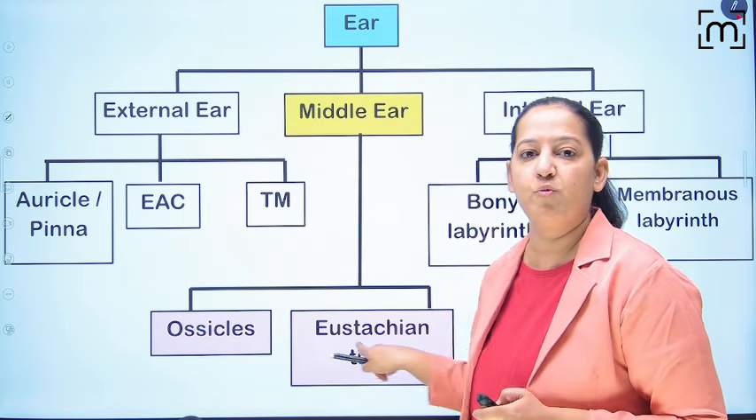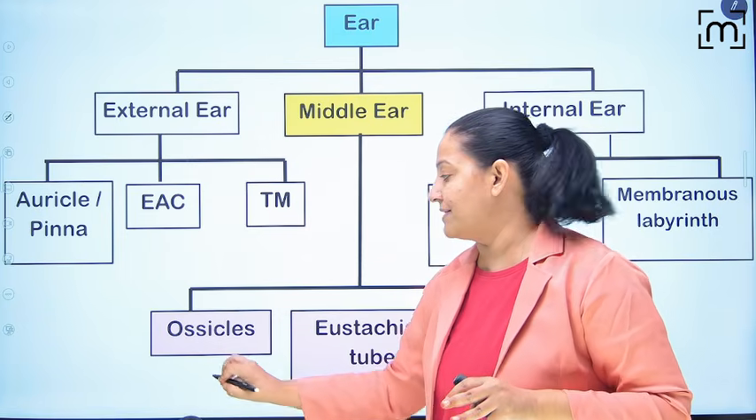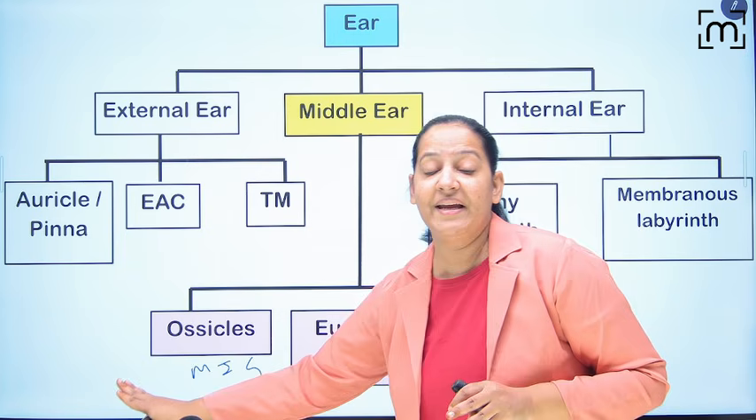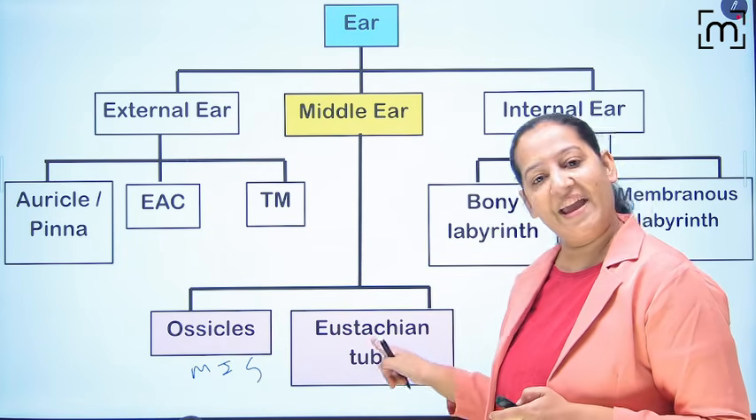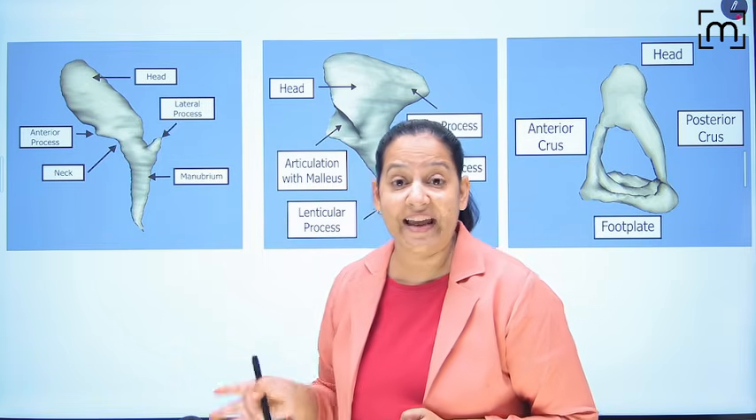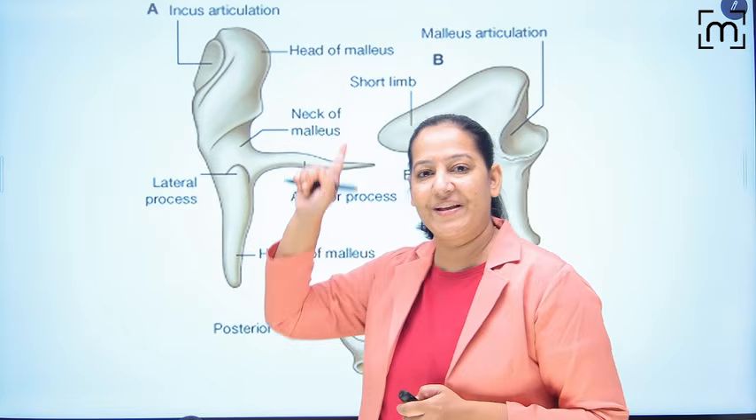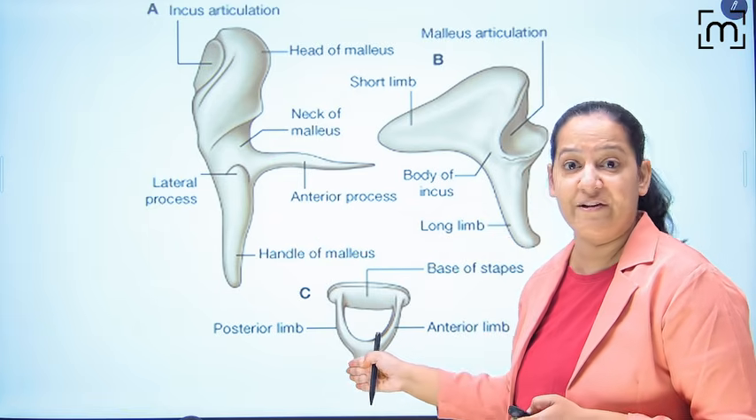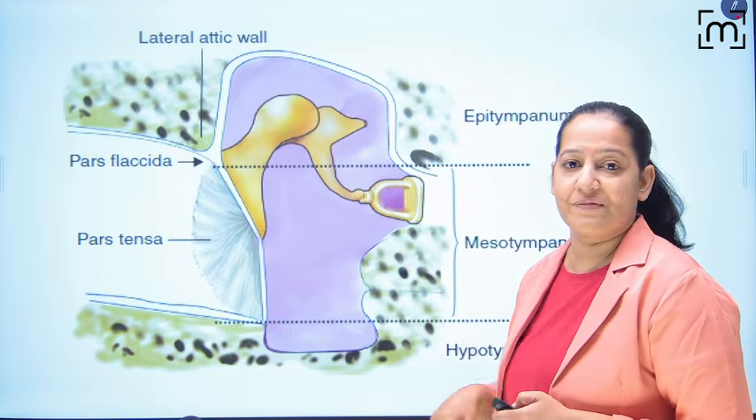The middle ear has only 2 parts: the ossicles, the 3 ossicles, malleus, incus, and stapes, and the eustachian tube. The mnemonic is MIS, from lateral to medial. You can see the 3 ossicles. I told you the structure in detail yesterday. This is malleus, this is incus. You can identify this is stapes. This is the foot process of stapes.